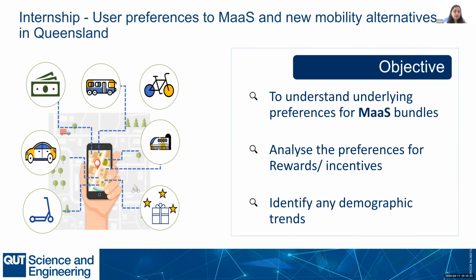So the objective of the study was to understand the underlying preferences for MaaS bundles. So within the MaaS bundle, what people would like to have more access to, whether it was public transport, rideshare facilities, or e-scooters. Along with these MaaS services, we also offered some incentives for the customers, like rewards in terms of grocery discounts, entertainment tickets and coupons. We wanted to see if people were more inclined to buy MaaS services if these incentives were provided. And also we wanted to identify demographic groups among whom MaaS could be a potential option for people to choose.